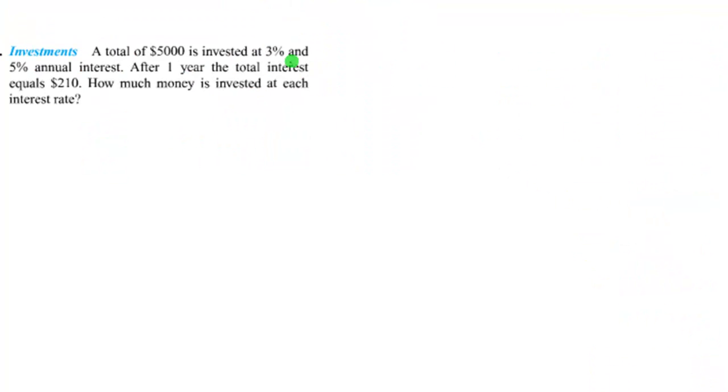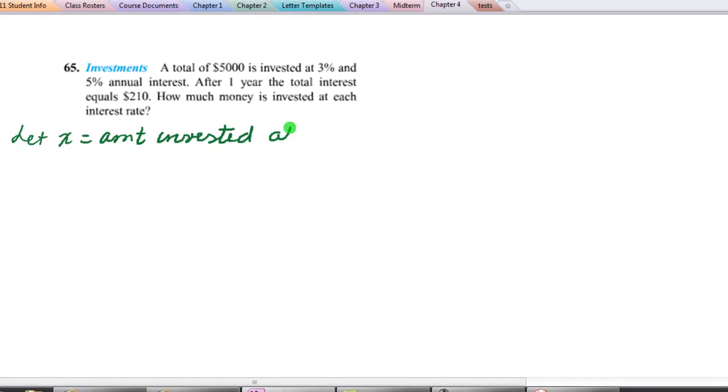In this problem, we have a total of $5,000 that are going to be invested at 2 different rates. One has a 3% annual rate for interest, and the other one has a 5% annual rate for interest. After 1 year, we know that the total interest is $210, and we're trying to find how much money is invested at each interest rate.